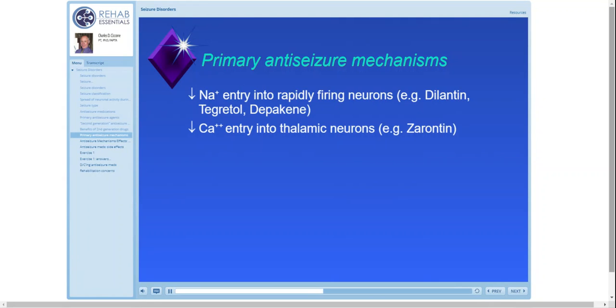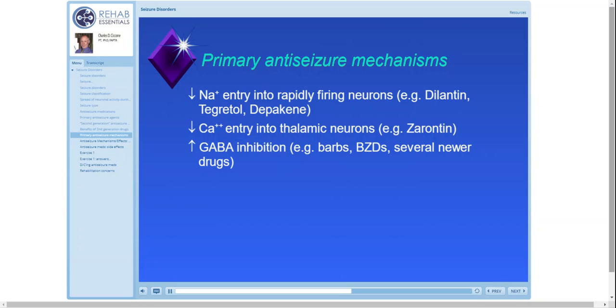Those are our four drugs right there that we said were really the go-to drugs for a lot of patients with seizures. Now, several of the drugs, both traditional and newer, work by increasing GABA inhibition. GABA, again, is a very important inhibitory neurotransmitter. We're trying to get more inhibition in the brain to calm down neuronal activity. And the barbiturates, the benzodiazepines, and some of the newer drugs like gabapentin certainly work this way.